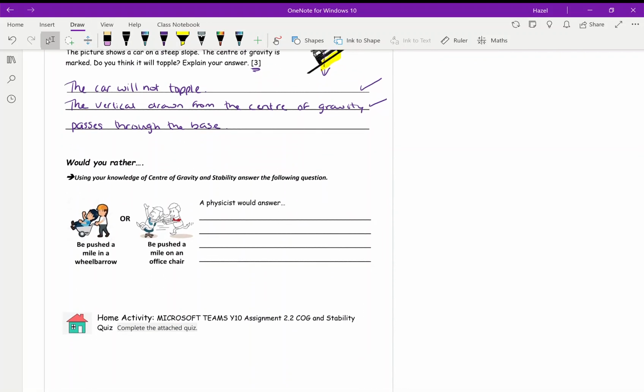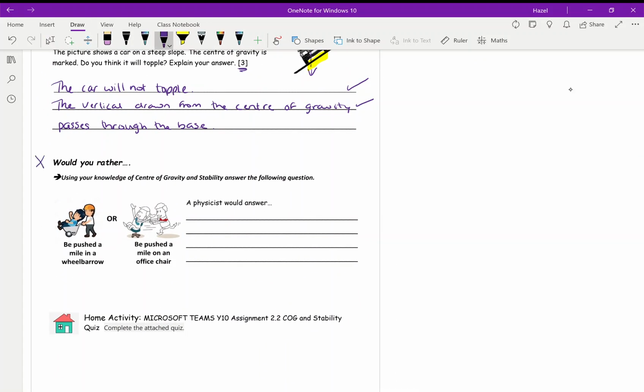Now, this question here I'd like you to think about. It says, would you rather, using your knowledge of centre of gravity and stability, so what we've learnt today, would you rather be pushed a mile in a wheelbarrow, and have a little look at the picture, or be pushed a mile on an office chair? I'd like you to think about that, fill in an answer, and then I will give you my answer next week.